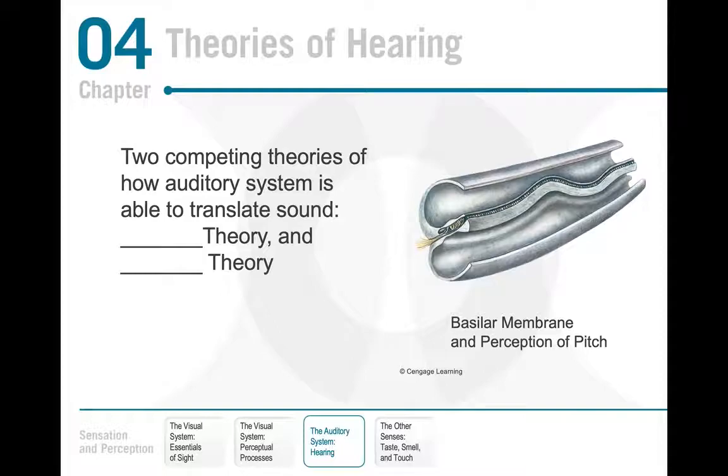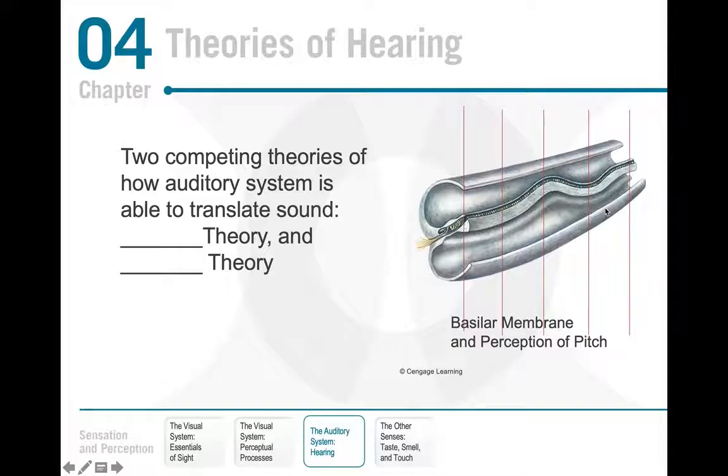Initially, there were two of what appeared to be competing theories of how our auditory system is able to translate sound: place theory and frequency theory. What is place theory? Hermann von Helmholtz, 1863, proposed that perception of pitch corresponds to the vibration of different portions, or places, along the basilar membrane. Thus, different places have different pitches, like keys on a piano.